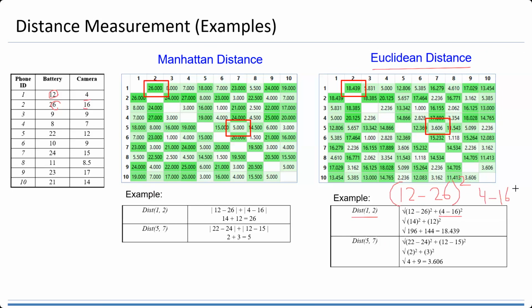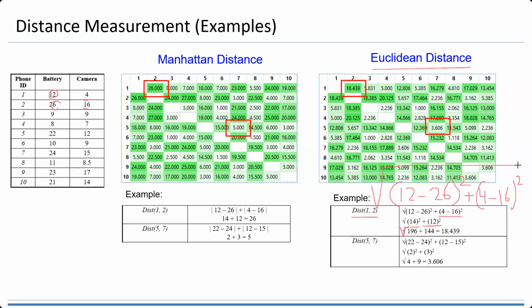We also do the square. So we will do the summation, and this is 14 square plus 12 square. So the result will be rooted.